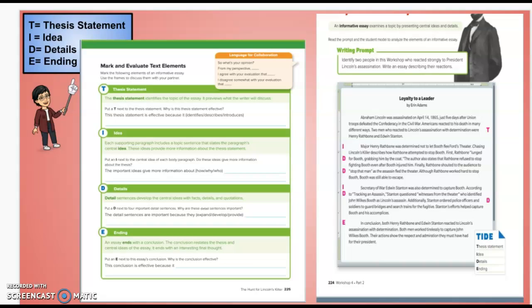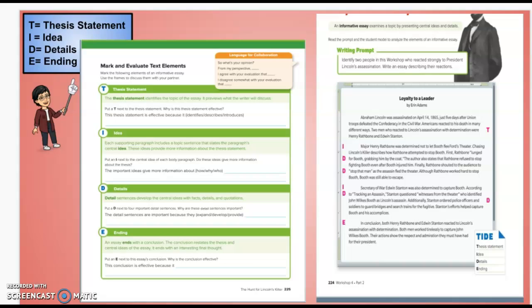And so you're going to have a central idea for each paragraph. Remember, when you start a new idea, you start a new paragraph. So on your book, I want you to put the letter I next to this sentence. Major Rathbone was determined not to let Booth flee Ford's Theater. And then in the 3rd paragraph, the central idea starts right at the beginning. Secretary of War Edwin Stanton was also determined to capture Booth.